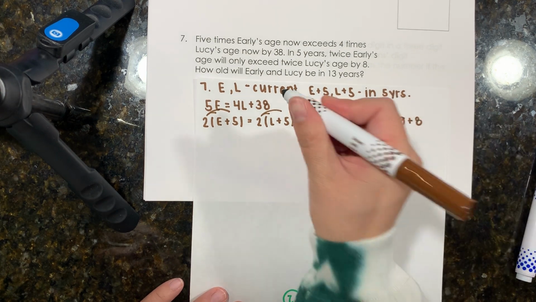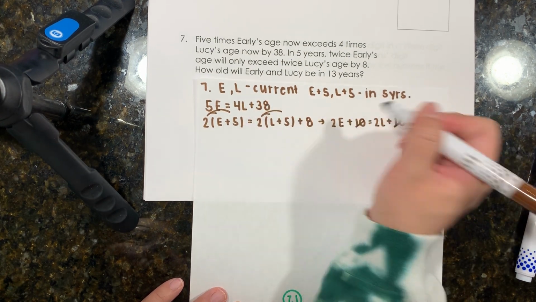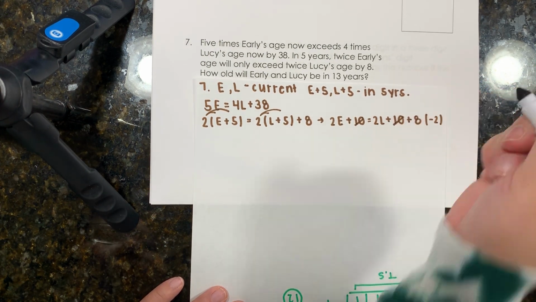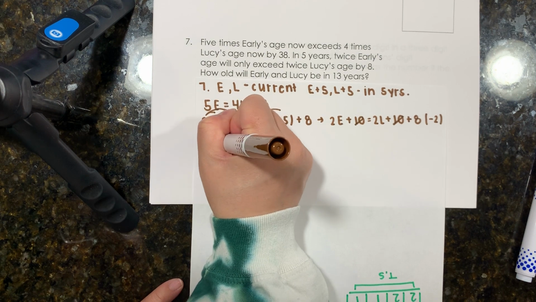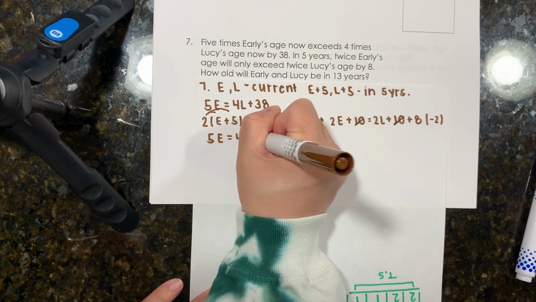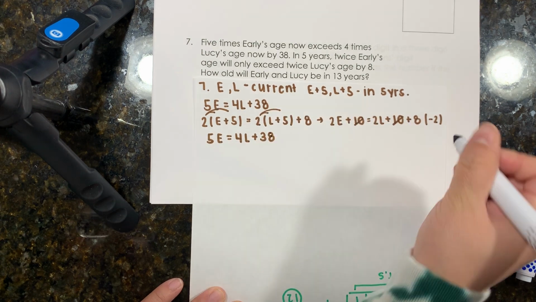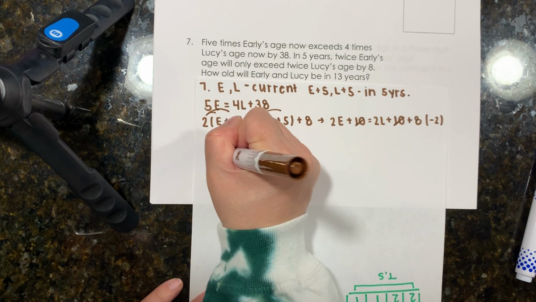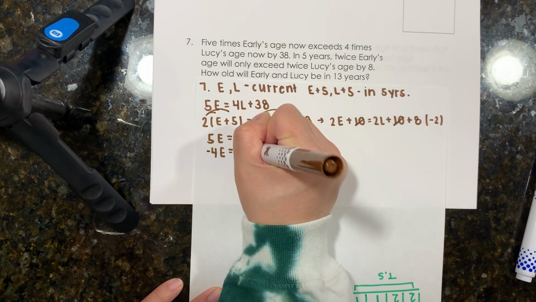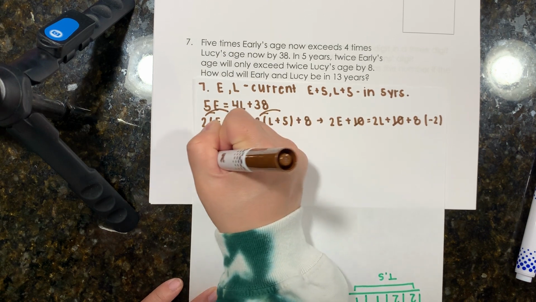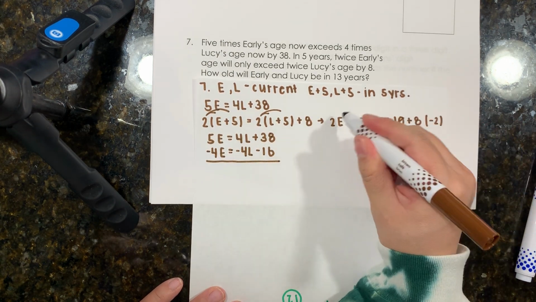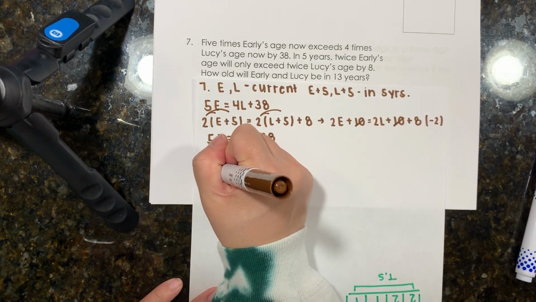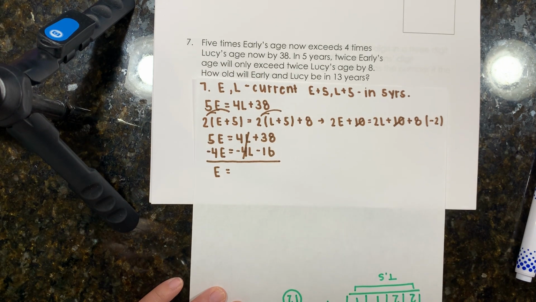And now I'm going to do elimination with this equation and this equation. I'm going to do that by multiplying this equation by -2. So my top equation stays the same at 5E equals 4L plus 38. This bottom equation is going to become -4E equals -4L minus 16. So multiply by -2, -2, -2. The L's are going to cancel, and you're going to be left with E is equal to 22.